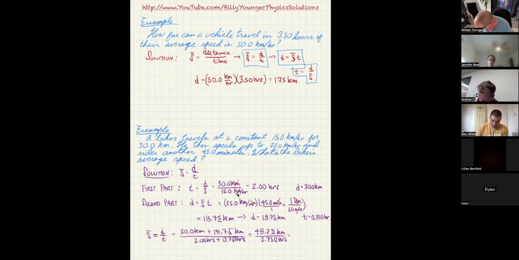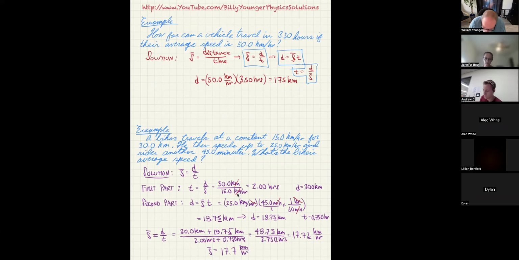So 48.75 divided by 2.75 gives me 17.72 kilometers per hour. Now that was 3 sig figs divided by 3 sig figs, so we should only get 3 sig figs. So I'm going to say that the average speed was 17.7 kilometers per hour. And that's the right answer. Anybody have any questions on that?